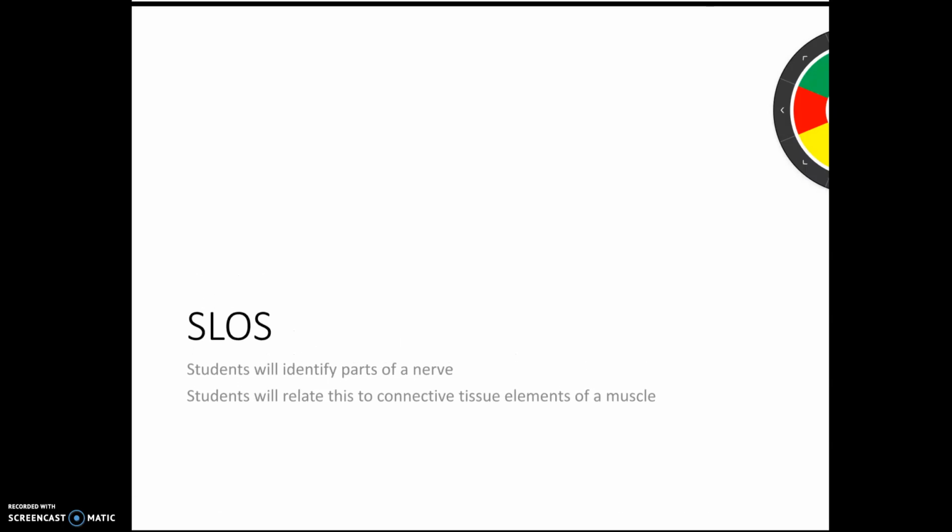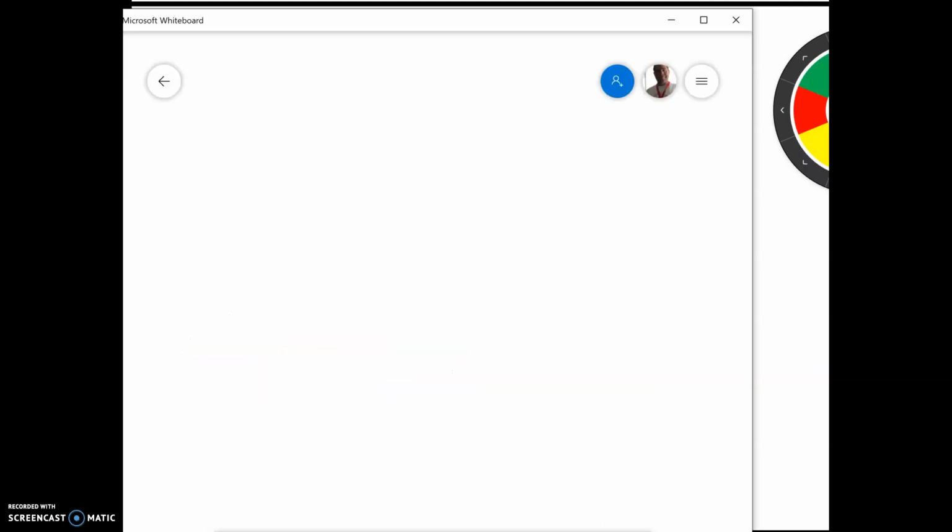Welcome to part 5 of our lesson on nervous tissue and the parts of the nervous system. We are going to look at the parts of a nerve now. Notice I've been very careful to say neuron. So, let's review real quickly.